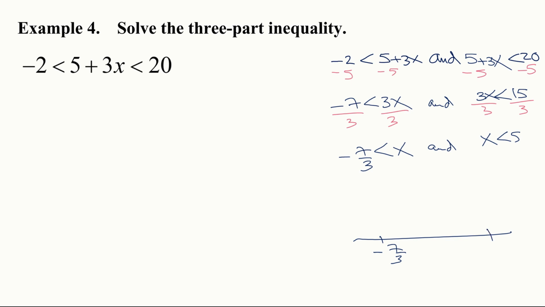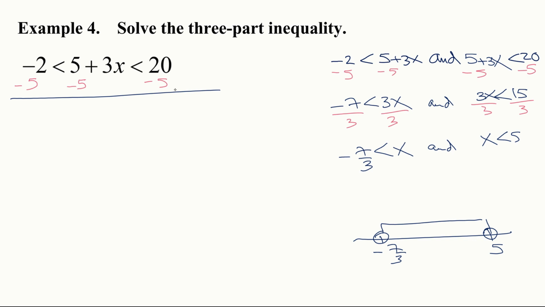On the number line, it looks like this. You want all the numbers that are greater than -7/3 and at the same time less than 5. So it's just these numbers in between. But we usually don't do this because it's much more efficient to just solve the three-part inequality, which is, again, two inequalities lumped into one, simultaneously. Watch. Here we'll subtract the 5. But remember, there are 3 parts, so we have to subtract the 5 from all 3 parts.